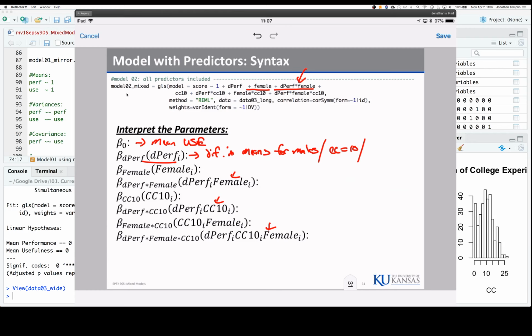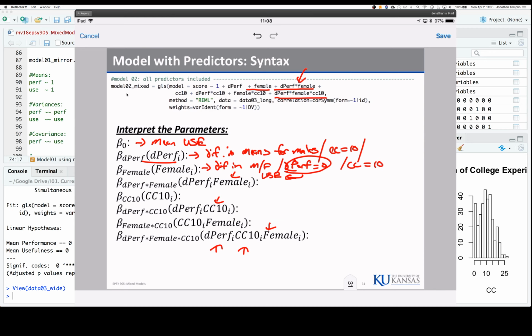Similar for dperf by female. This dperf by female interaction, now you'll note there is a 3-way interaction here, down here. So we have to allow these other values to be 0 for this to happen. So what does the female effect mean? It's the difference in male-female when dperf equals 0 and CC equals 10. What does that mean? This is for usefulness. When dperf equals 0, this is the difference in means for males and females on the usefulness variable.